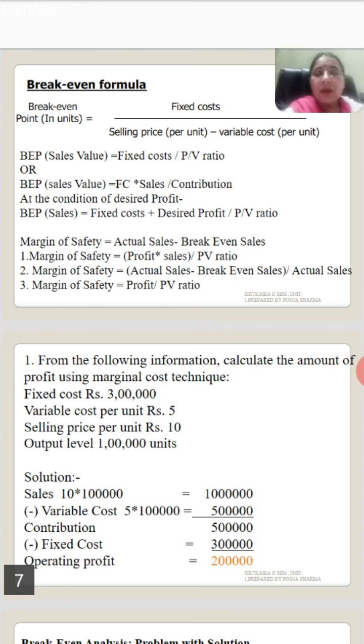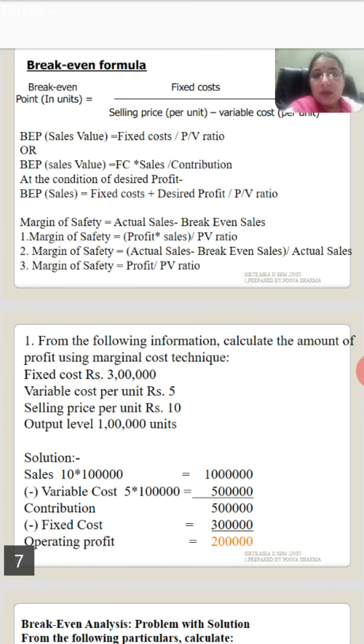Margin of safety means actual sales minus break even sales. Suppose the company is producing 1 lakh rupees of sales right now, and the BEP sales amount is 50,000 rupees. So the difference of 50,000 rupees is the margin of safety.